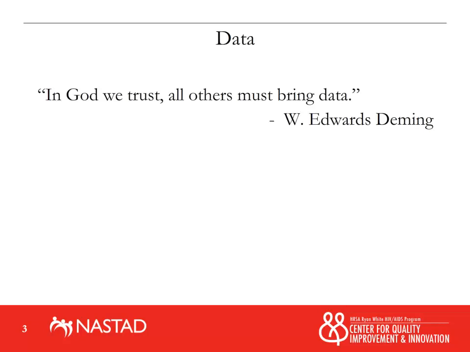W. Edwards Deming was one of the very early leaders in the field of quality management. Dr. Deming wanted to turn quality management not just into an art, but into a science. And one of the things he stressed is data. Data being the key to improvement, the key to understanding what's happening in your environment and figuring out how to make it better.